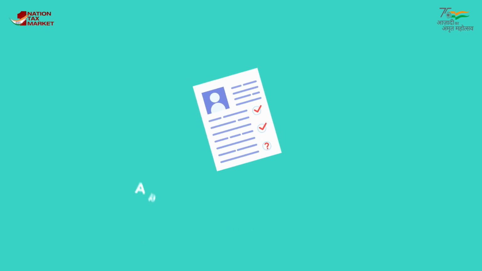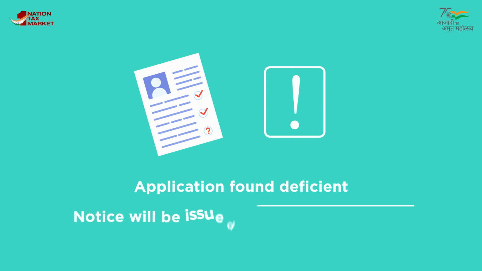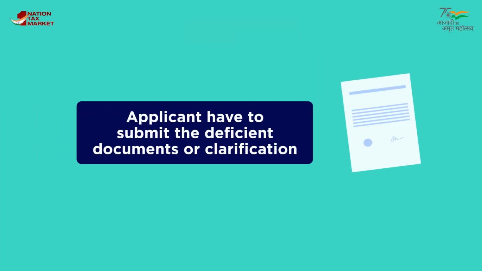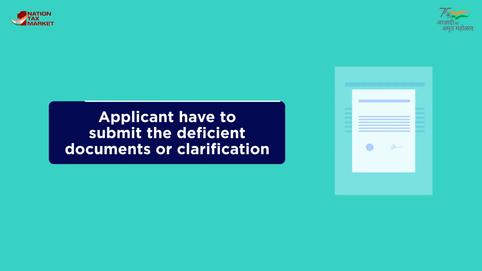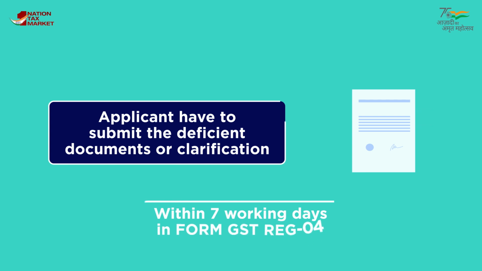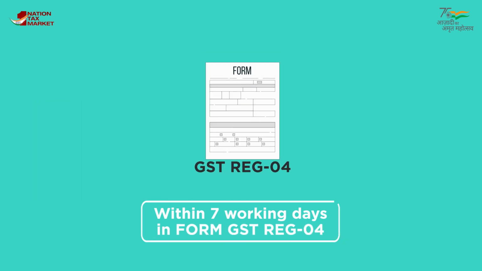If the application is found to be deficient or any clarification is required, a notice in Form GST REG-03 is issued to the applicant within 7 working days. Thereafter, the applicant will have to submit the deficient documents or clarification within 7 working days of issue of notice in Form GST REG-04.